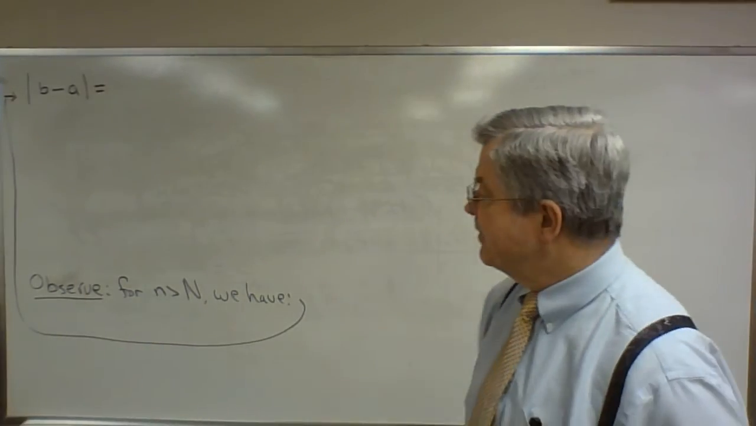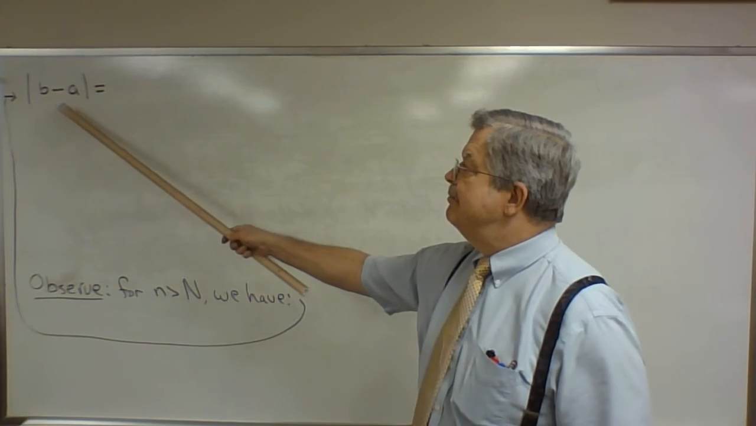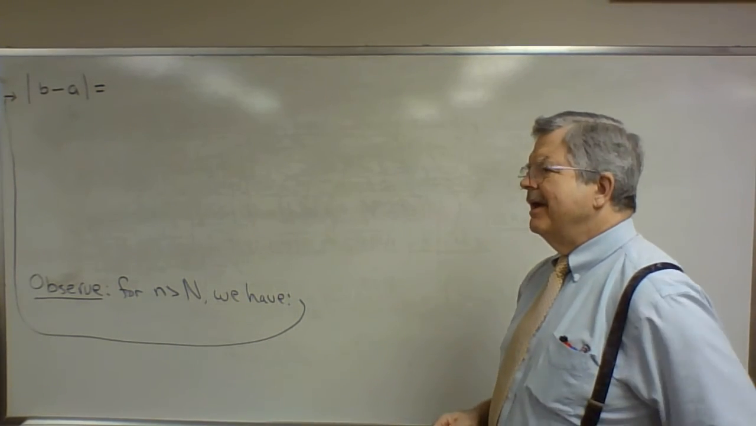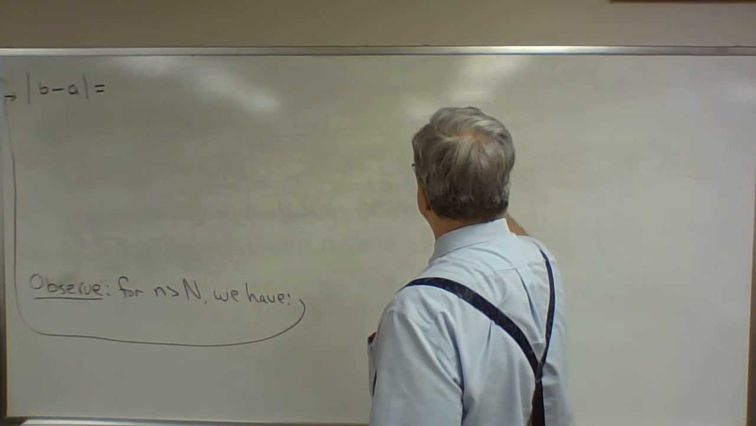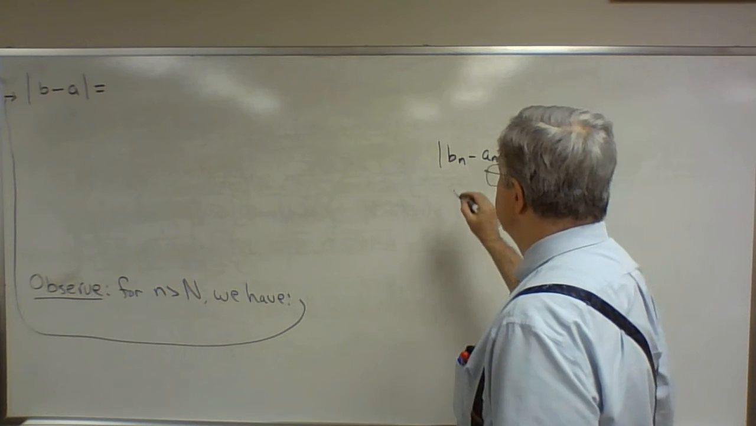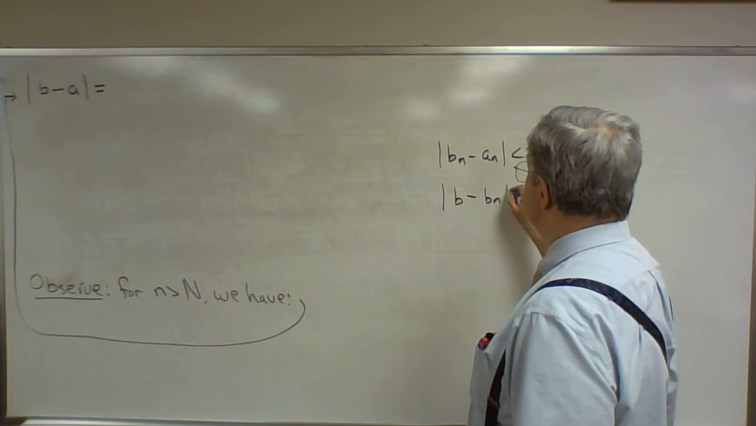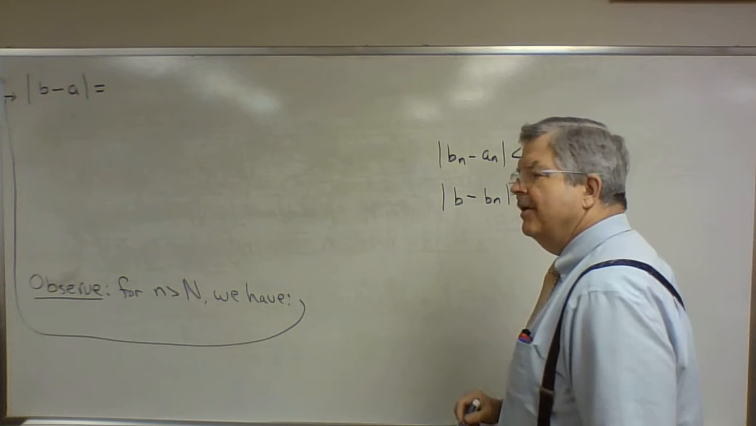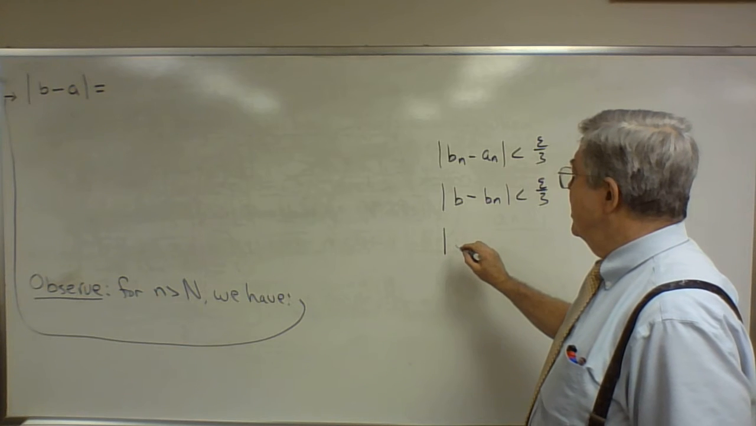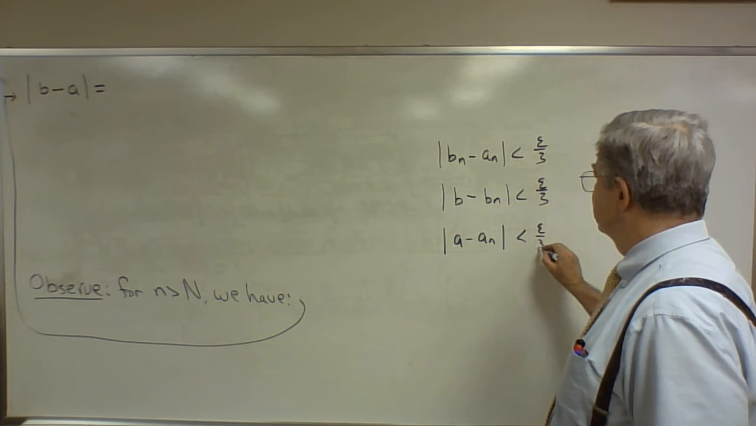We're back. And for n greater than capital N, we have b minus a equals something. Well, you know what? In our observations, we had b sub n minus a sub n less than epsilon over 3. We had b minus b sub n less than epsilon over 3. Or maybe it was b sub n minus b less than epsilon over 3. And we had a minus a sub n less than epsilon over 3.